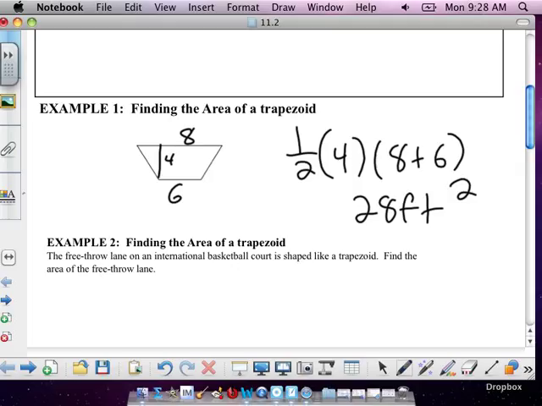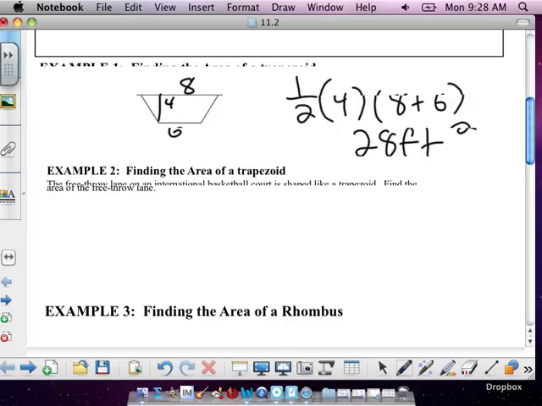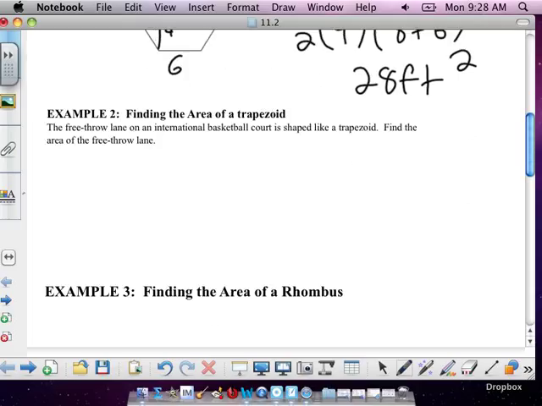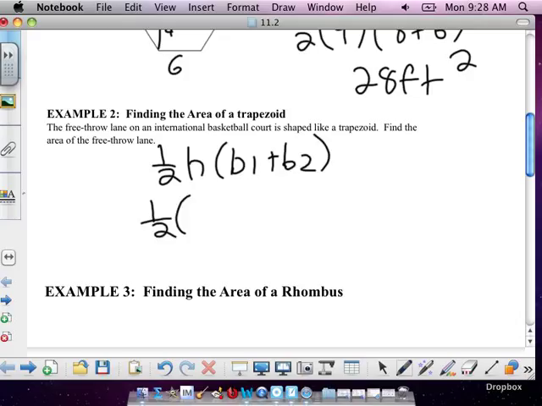So the free throw line on an international basketball court is shaped like a trapezoid. Find the area of the free throw line. Okay, so again, we're looking at 1/2 height times base 1 plus base 2. Okay, so 1/2, what's the height? 5.8. Base 1? Base 2?